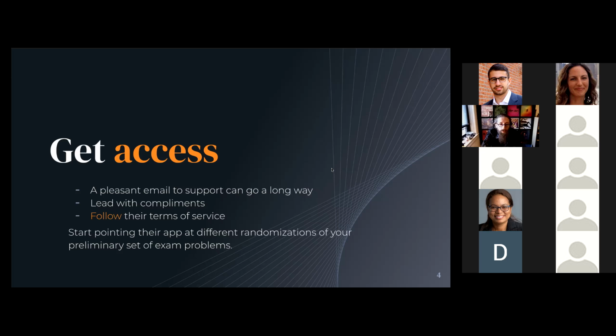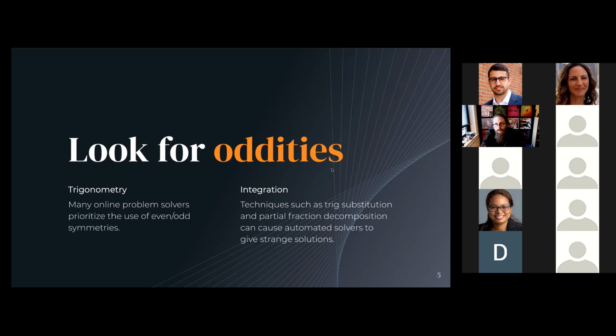And the thing you want to do is you just start pointing their app at different problems. You've got a set of problems that you're thinking about using for your exam. Start looking at different randomizations of those problems and see what the automated problem solvers will make of your problems. And what you want to keep your eye out for is oddities.